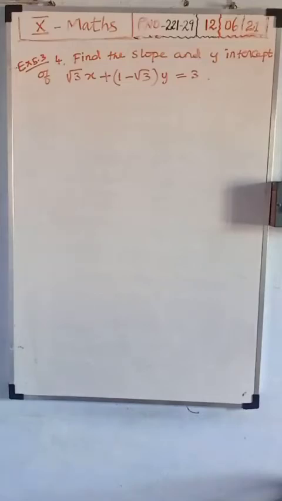Today we are going to see exercise 5.3, fourth question. Find the slope and y-intercept of root 3 x plus (1 minus root 3) y is equal to 3. Okay, so yesterday only we discussed equations of a straight line in various forms. In that, which one do we want to use? See, the slope and y-intercept form we want to use for this question.